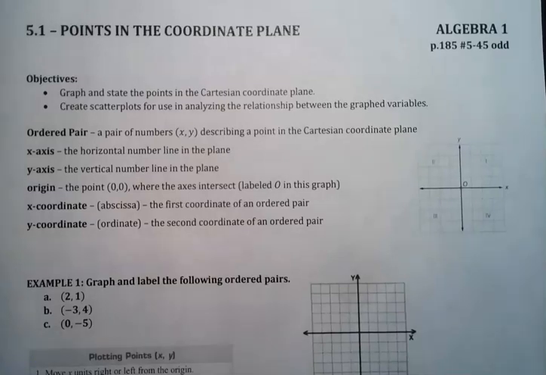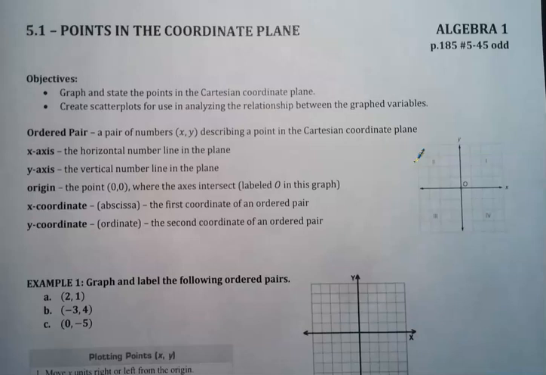All right, today we are doing 5-1, points in the coordinate plane. Our objectives today are to graph and state the points in the Cartesian coordinate plane, which you are very familiar with, right? This is it. And we're going to create some scatter plots for use in analyzing the relationship between the graphed variables, so the x and the y coordinate.